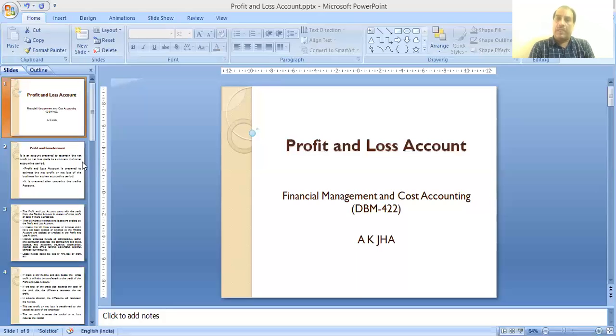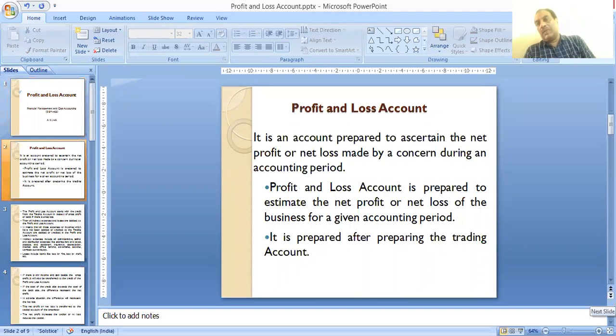Profit and loss account is prepared to ascertain the net profit and net loss during an accounting year for a concern. What is important is the net profit and net loss made by a concern during an accounting year. In the trading account, we prepare it to ascertain the gross profit and gross loss. The difference is that the trading account shows the gross profit and gross loss made during an accounting year. Here, it is prepared to ascertain net profit and net loss.